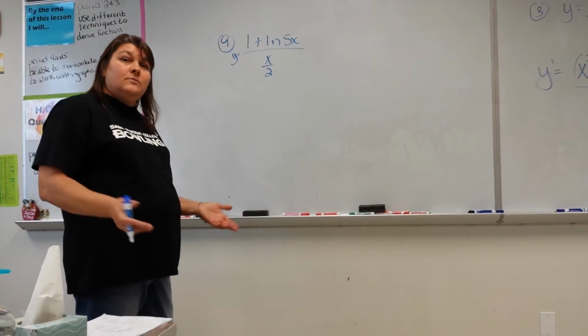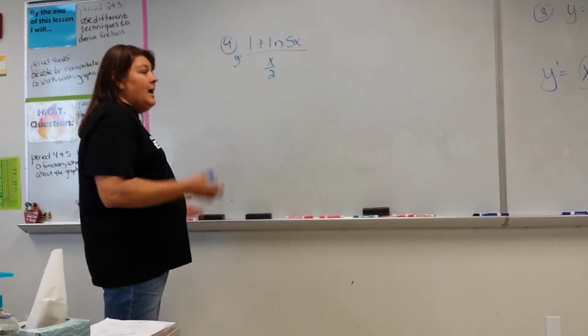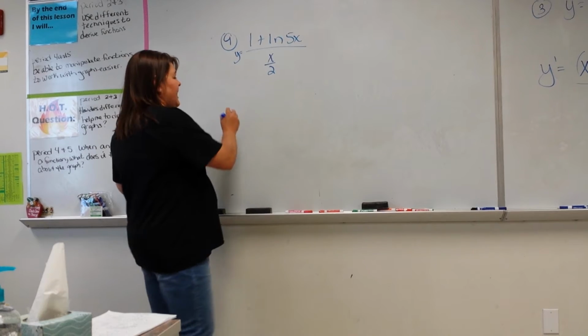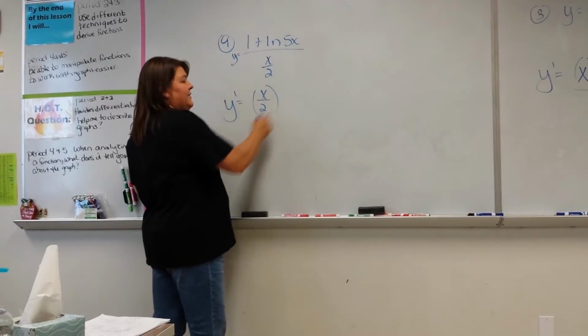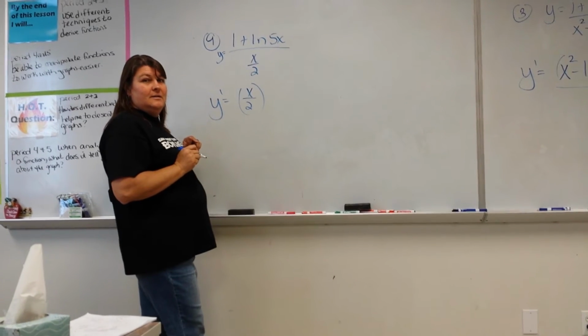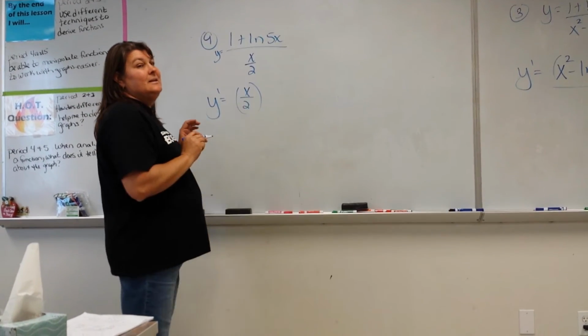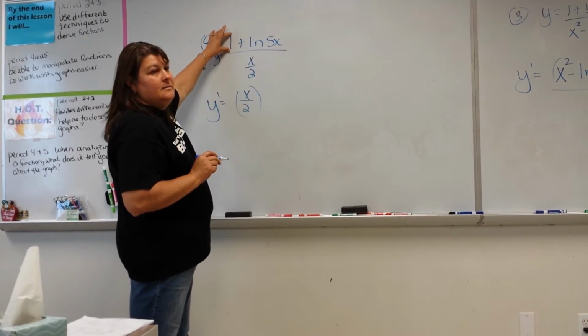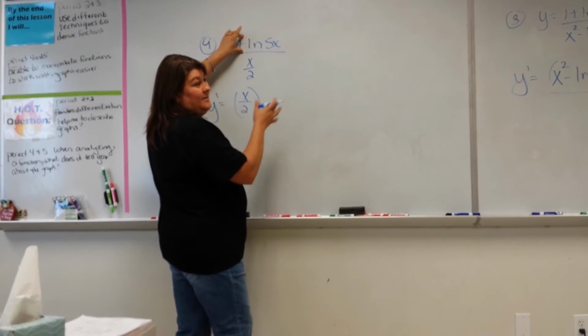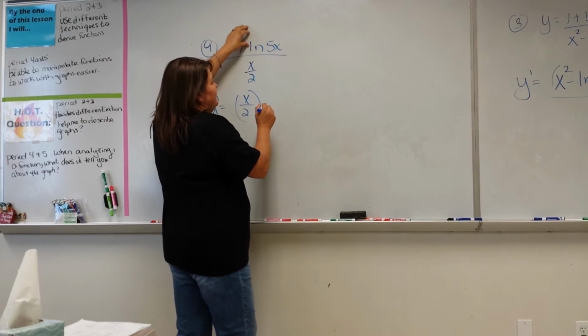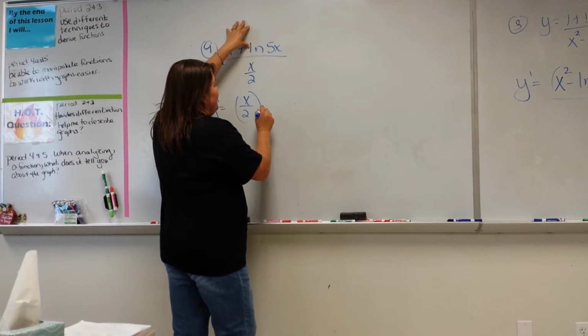I see quotient rule. I see low and high. So y prime is low, in parentheses, D high. What's the derivative of 1? 0. Good. So plus, I don't really care because it's 0 plus. Then 5 over 5x, which is 1 over x.